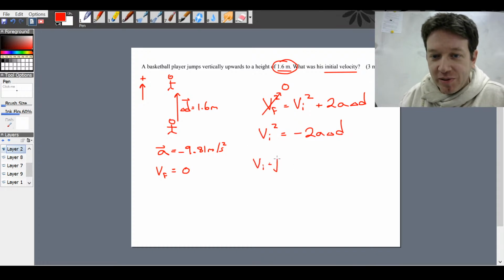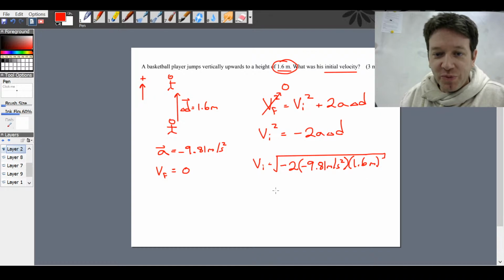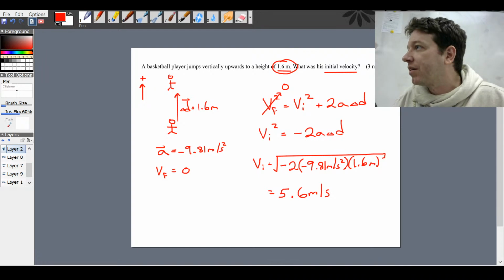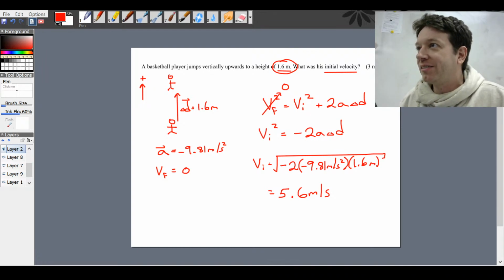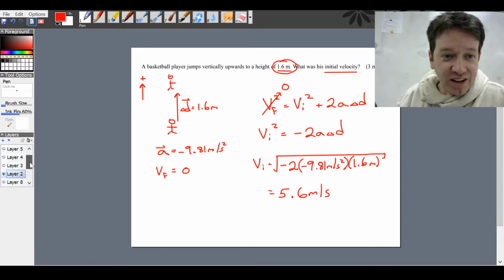So Vi is going to equal the square root of -2 times -9.81 meters per second squared times our displacement, which is positive 1.6 meters. Don't worry about the negative because a is also going to be negative, so that's going to cancel. And when we do that, we get an initial velocity of 5.6 meters per second. How's everyone doing? All right, no questions? All right, let's try another problem then.